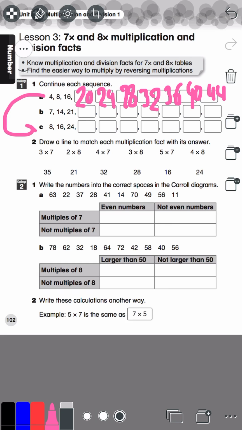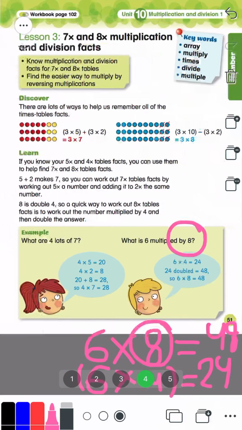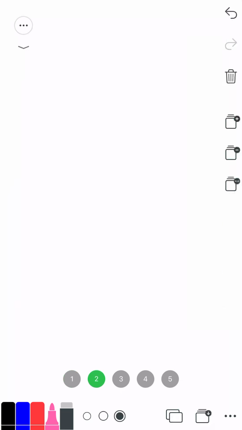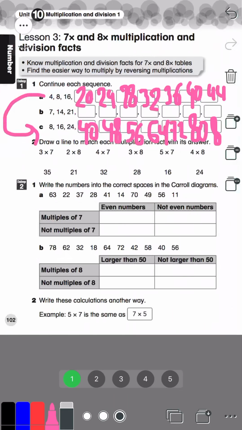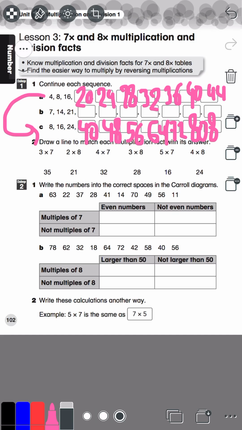Double them to find the 8 multiplication table. It's 40 and 48. Here we have 56. Here we have 64. Double 36 equals 72. Double 40 equals 80. Now 88, because 11 times any number equals the same number 2 times, like 88.